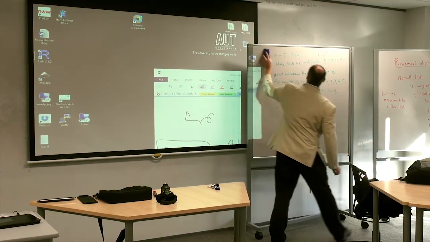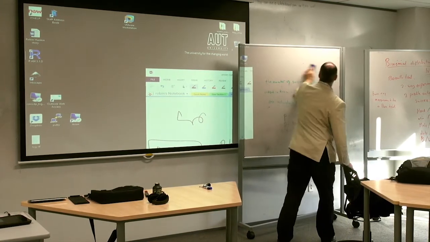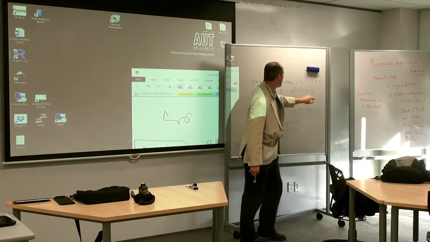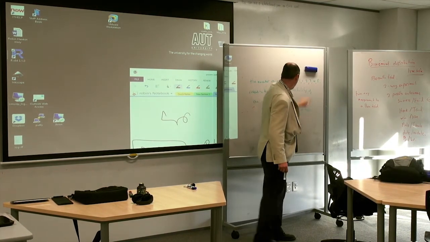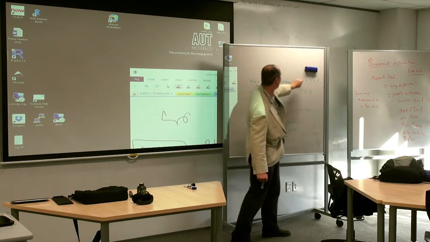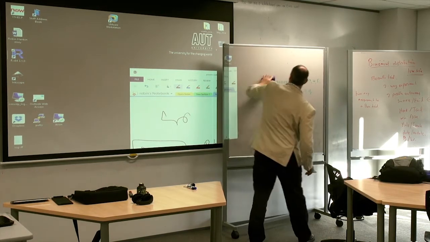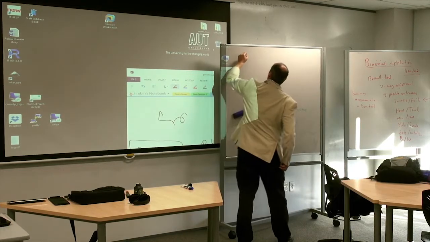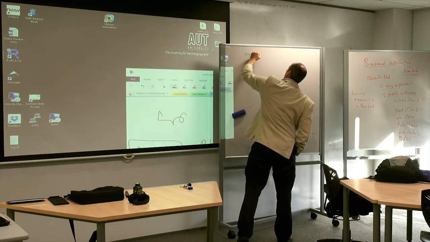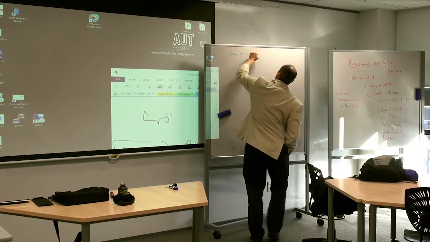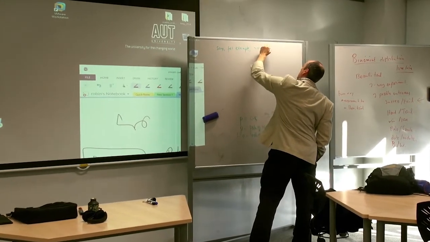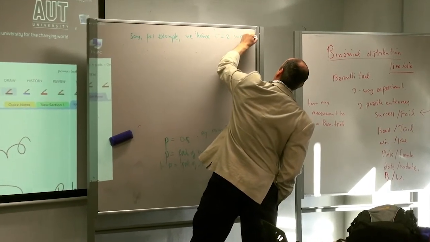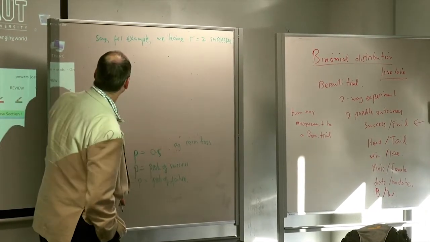Okay. So we've got 5 trials, and I want to work out the distribution of how many successes there are. Just looking at it, it's pretty obvious that you're going to get 2 or 3 successes if P equals 0.5. But we'll work that out more precisely. So let's just say, for example, we have R equals 2 successes. Okay, that's just an example.